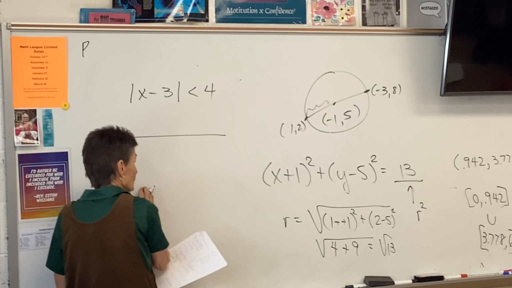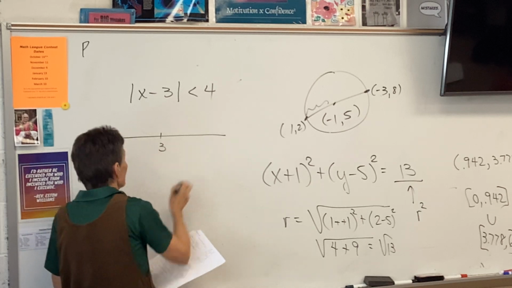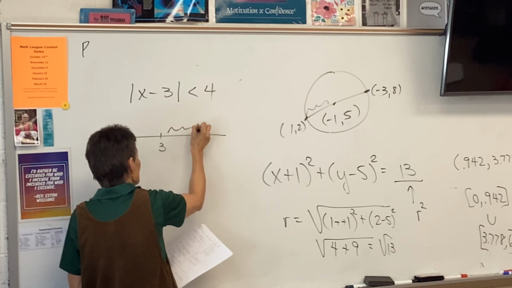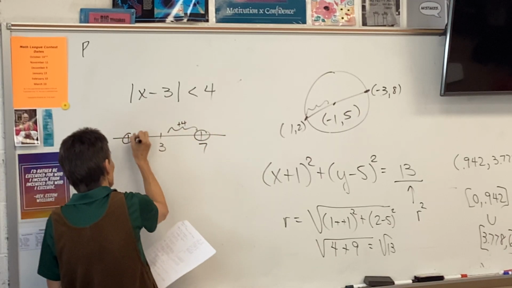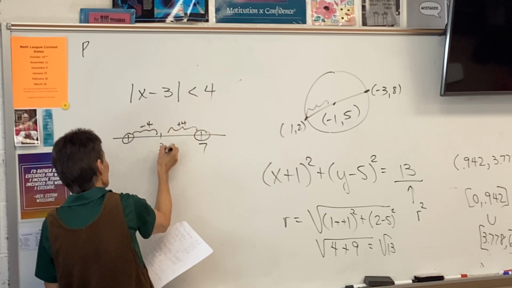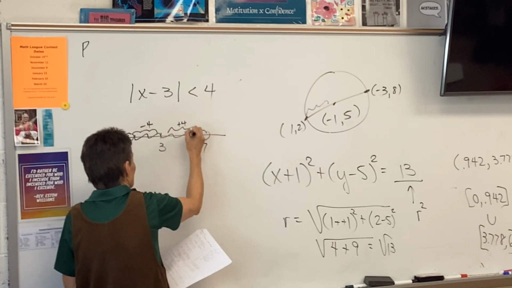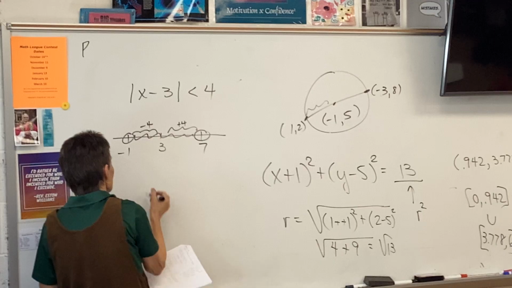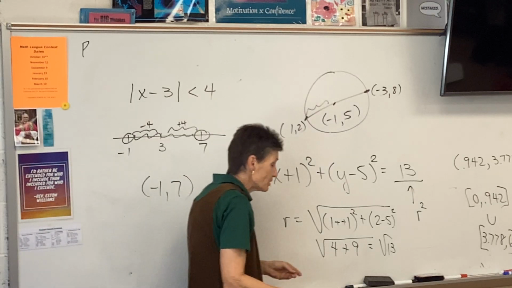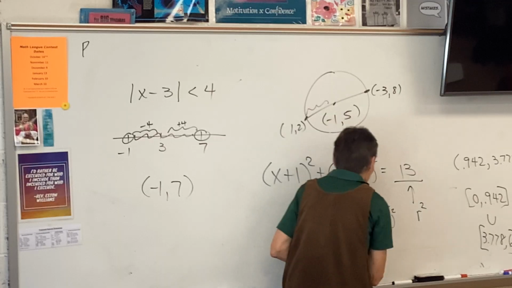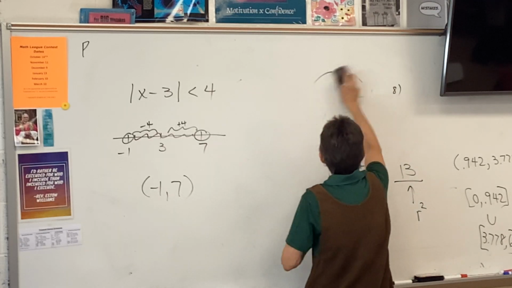I'm going to draw a number line. I'm going to put 3 right in the middle of the number line. I'm going to count 4 this way, add 4, get 7. Count 4 this way, subtract 4, get -1. Less than, in between. So there's the answer. You can do that however you want, but you've got to get that answer. That is the right answer to the problem.